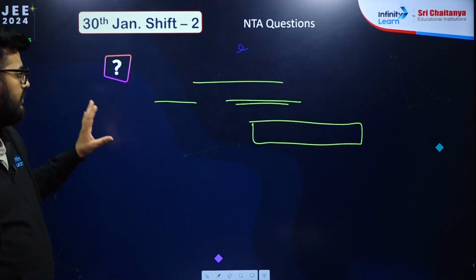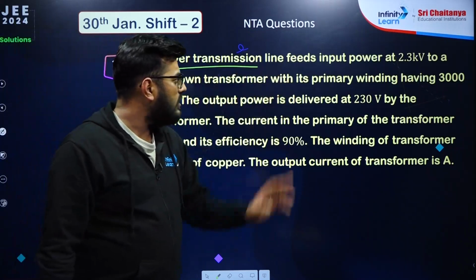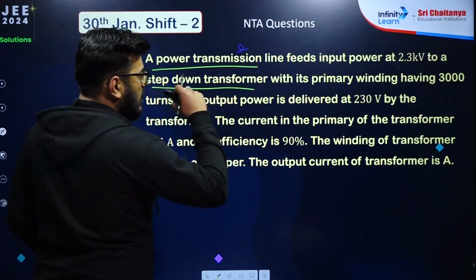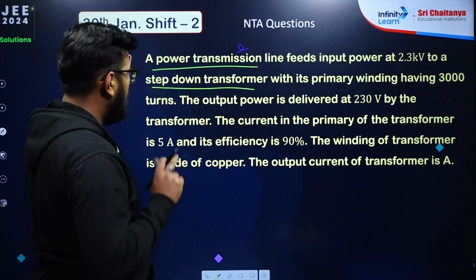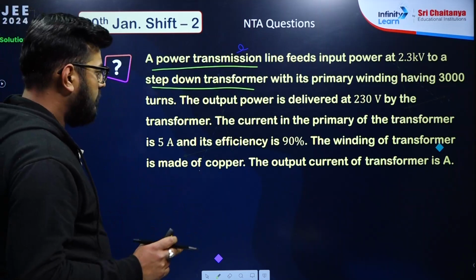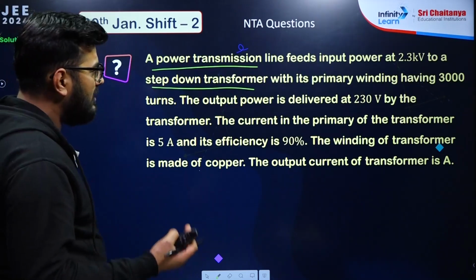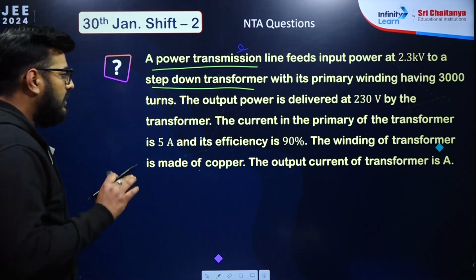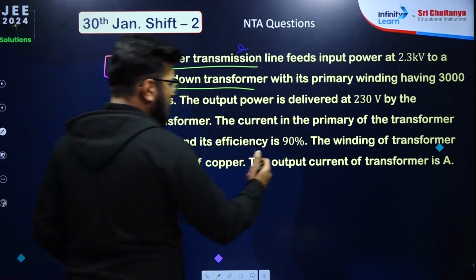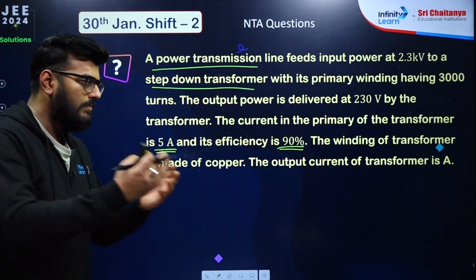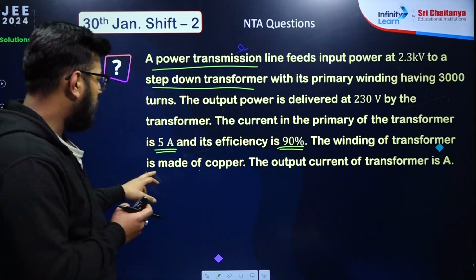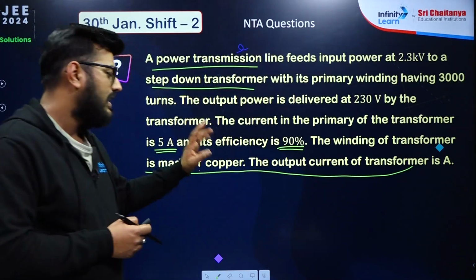Okay. Now, moving ahead, a power transmission line feeds input power at 2.3 kilovolt to a step-down transformer, with its primary winding having 3000 turns. The output power is delivered at 230 volt by the transformer. Obviously this is a step down, so the output potential is lesser than the initial one. The current in the primary of the transformer is 5 ampere and its efficiency is 90%. That means whatever is the initial power, only 90% of that initial power is being transferred to the secondary coil. The winding of the transformer is made of copper. The output current of the transformer is simple.